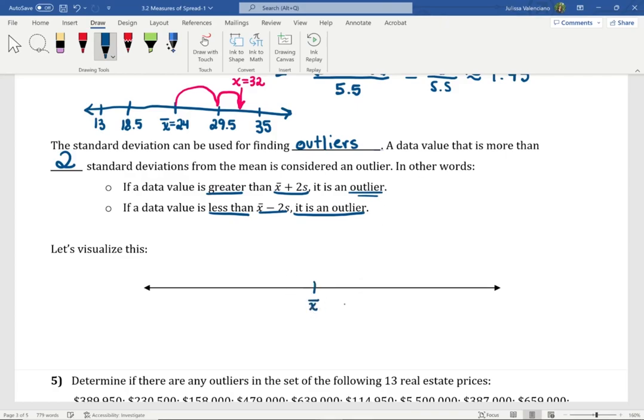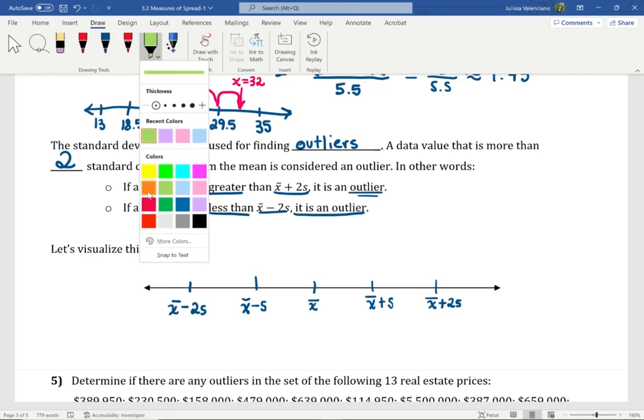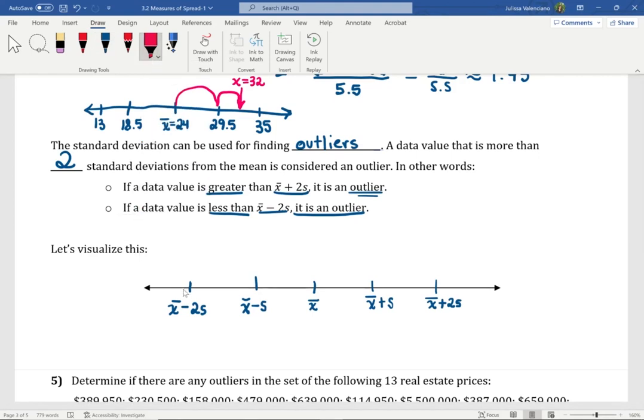Let us use the number line here below to visualize. In the middle, we're always going to label x bar. Now, if we wanted to label one standard deviation to the right, then we would take x bar plus s. If we want to label one standard deviation to the left, then we take x bar minus s. That is the first standard deviation to the left and right. If we want to label the second standard deviation to the right, we take x bar plus 2s, or 2 times s. On the left, if we want to label the second standard deviation, we take x bar minus 2 standard deviations, that is x bar minus 2s.